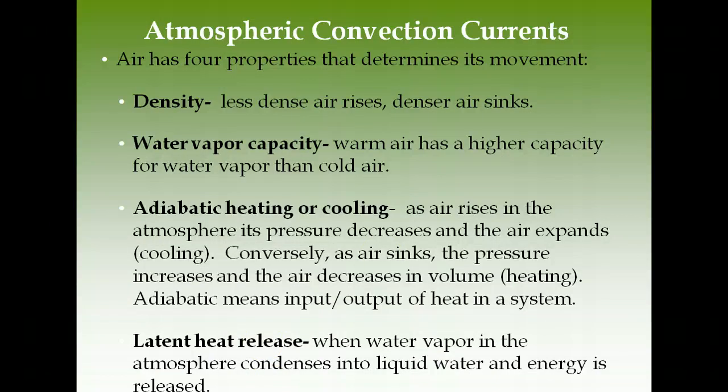So we've seen why there is uneven heating of the Earth. And so now we're going to see how that drives the circulation of air in the atmosphere. Well, air has four properties that are going to determine how it's going to circulate in the atmosphere. And that's density, water vapor capacity, adiabatic heating or cooling, and latent heat release.